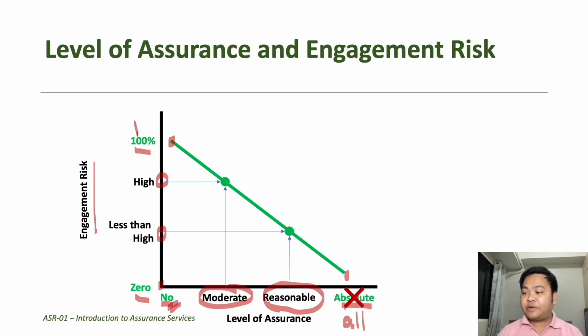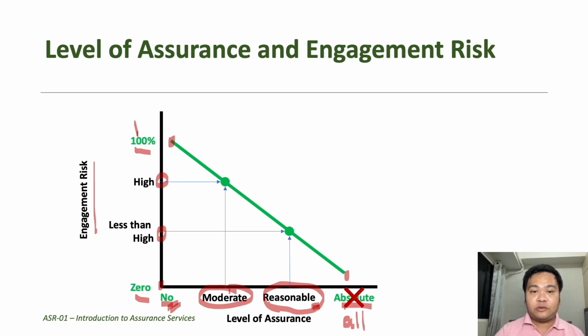Therefore, the level of assurance that we can provide is either moderate assurance, or what we call limited assurance engagement, and high assurance or reasonable assurance engagement. If we provide moderate or limited assurance, it will result to high engagement risk. But if we provide reasonable assurance, then it will result to a risk that is less than high.